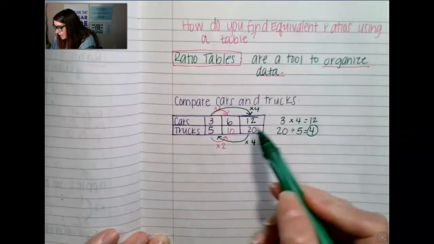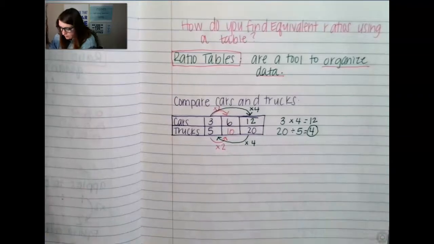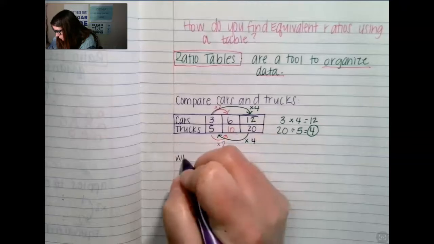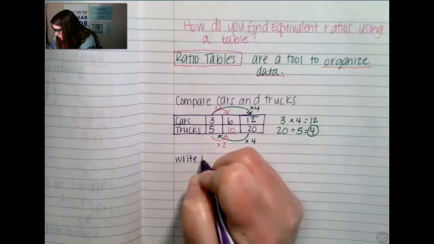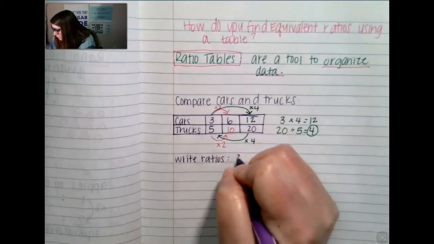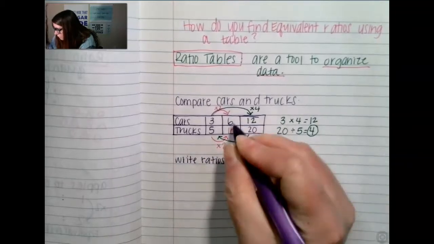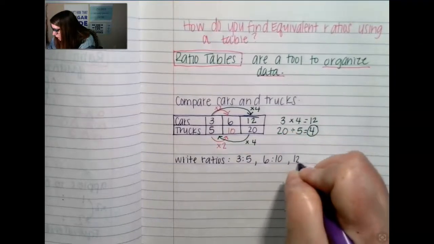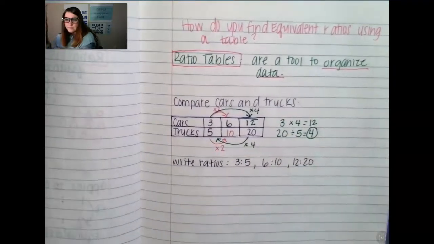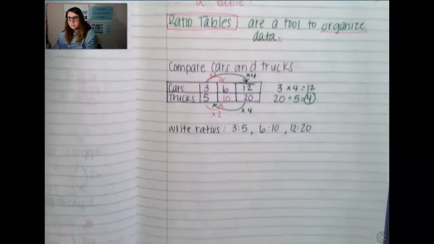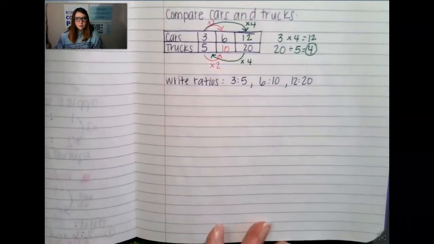Now we can take the data from the table and write our ratios. So next we would write the ratios from the table. Oops, pen is running out. Okay, so from the table we had 3 to 5, we had 6 to 10, and we had 12 to 20. Those are the ratios of cars to trucks. Okay, let's do another one.